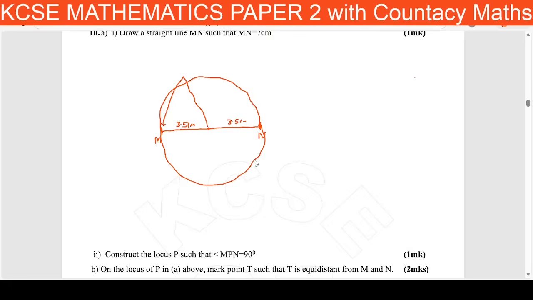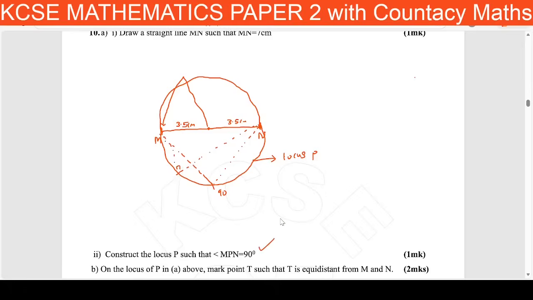So this one is what you are going to name as, construct the locus P. This is locus P. That's P. Because anything that is connected to here, if this line is connected here like that, this is going to give you 90 degrees. If this angle runs from here to here, then this angle is going to be 90 degrees. So that is it for that part.